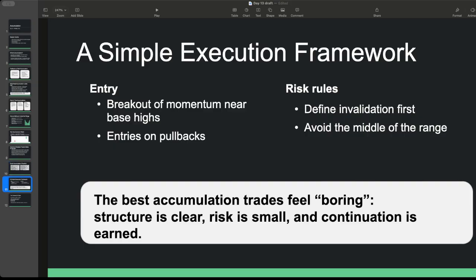Some simple execution framework to think about, right? The best trade is always going to be the breakout of momentum near the base highs. I look to enter on some sort of contraction pattern, or some sort of pullback, or just a continuation pattern, right? Keep it simple, but make sure that you have the context behind it to back it. Risk, right? Always define your invalidation first and avoid the middle of the range.